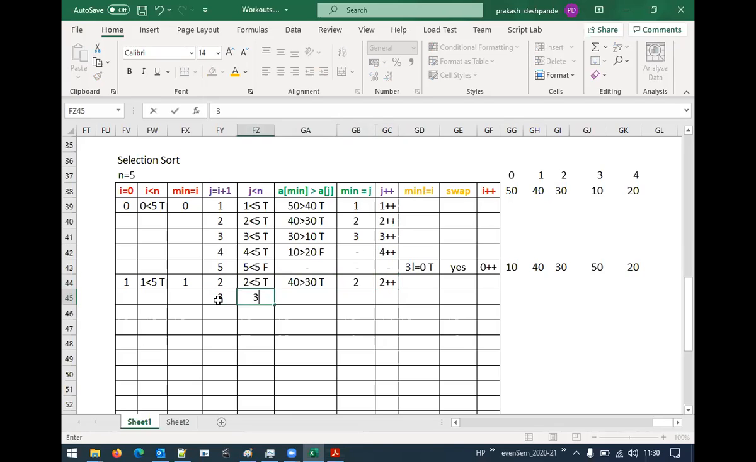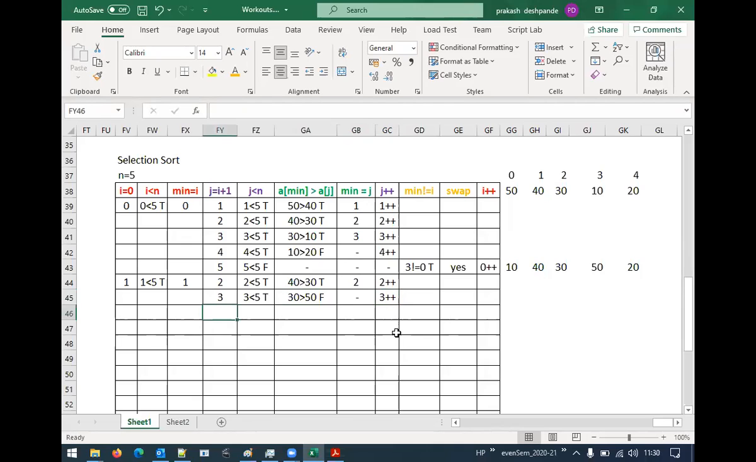Now j becomes 3. 3 less than 5. Condition is true. Tell me here. A of min is what? Min value is 2. A of 2 is 30. 30 greater than 50. Is it true? False. Now look here. We're trying to figure out something where the first number is greater than the second number. But here it is not. First number is smaller than the second number. Means we will not update our min value. So we will skip updating the min value here. The next j plus plus again, that is 3 plus plus.